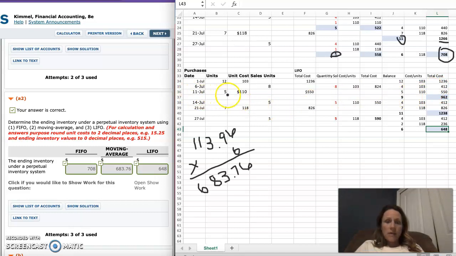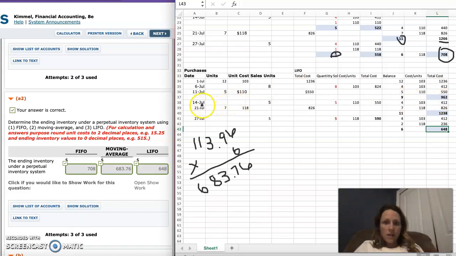Then on July 11th, we purchase 5 more units at a cost of 110. We add those 5 units at 110. So the leftover 4 plus 5 more units added is 9. The cost of those 4 plus the cost of those 5 equals 962.